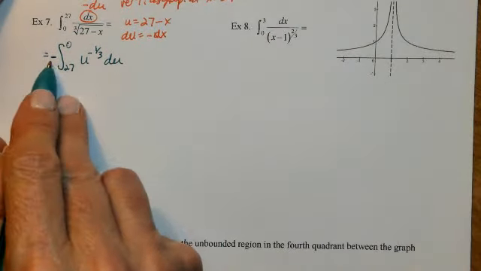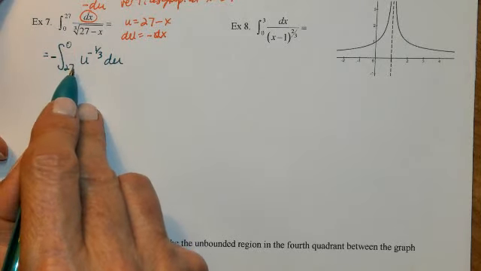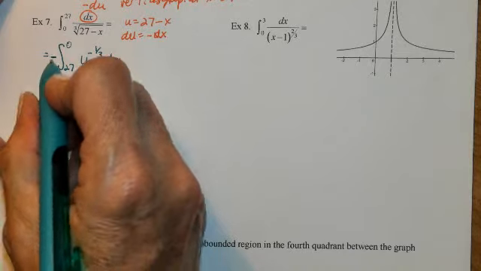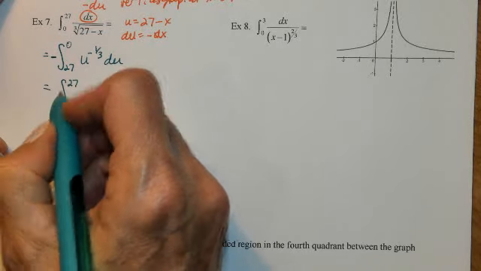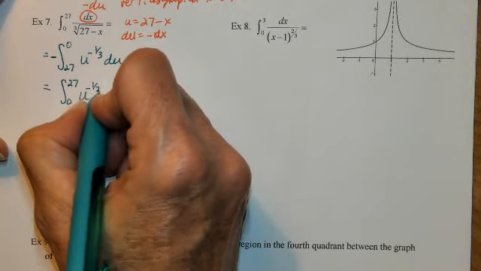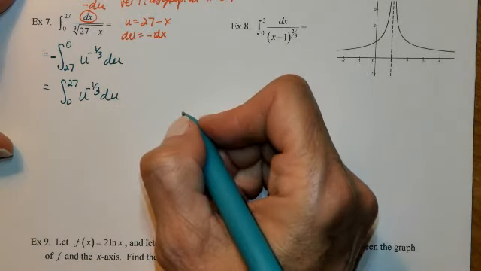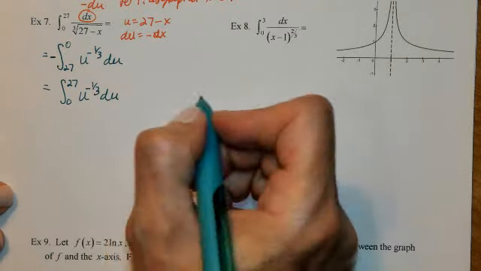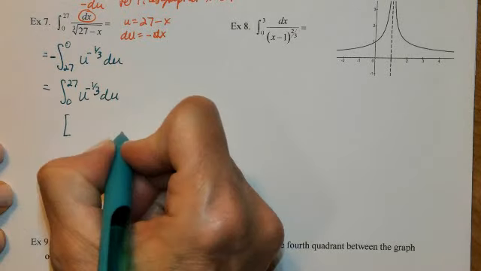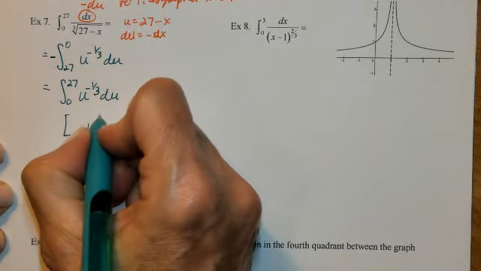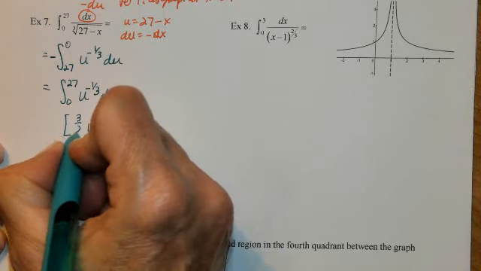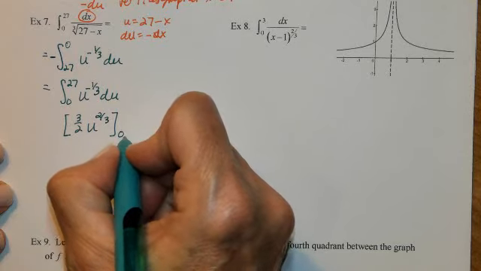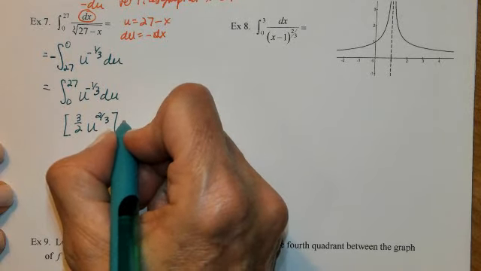And now, since the top is now less than the bottom, I'm going to flip those and make it the opposite sign. So we actually went back to 0 to 27 because of what our u is. All right, time for an antiderivative. U to the 2/3 times 3/2 evaluated from 0 to 27, but I can't put 27 in.